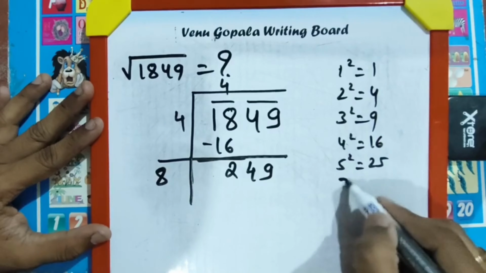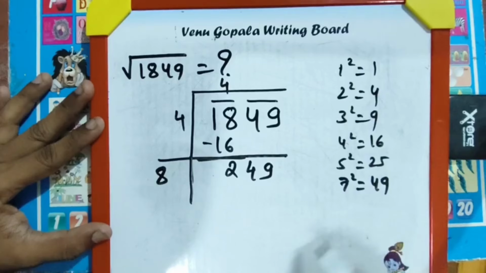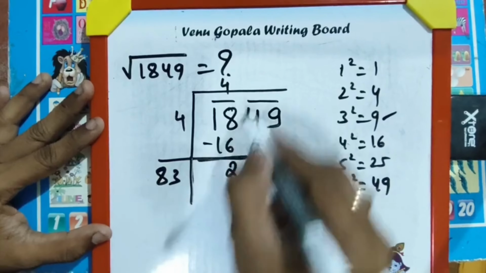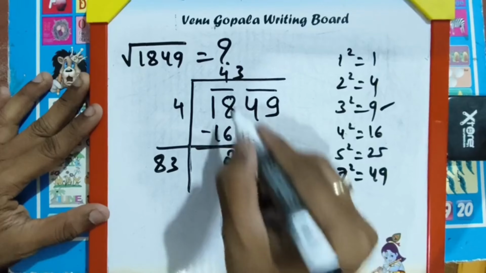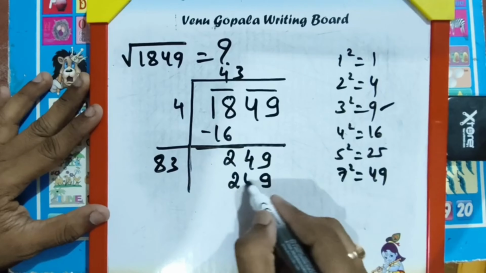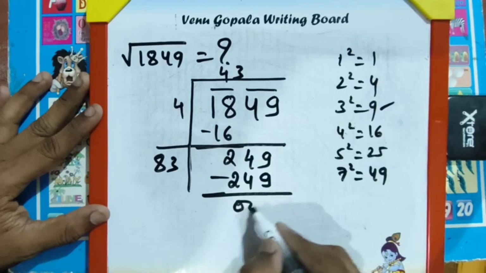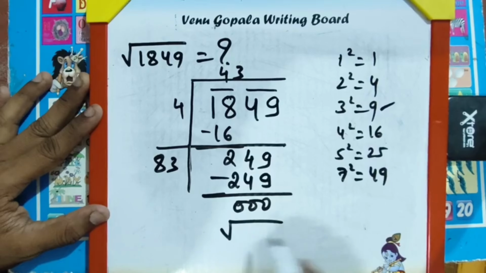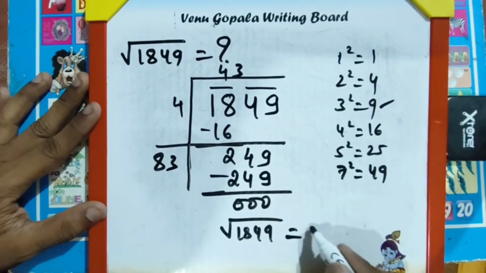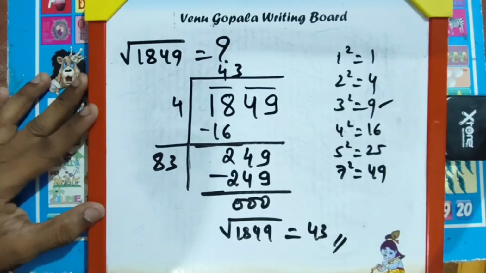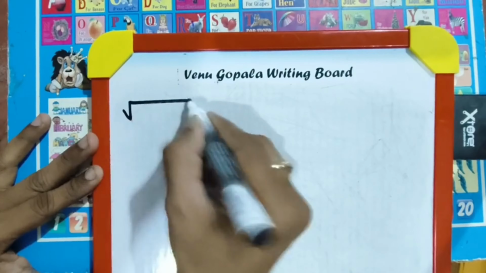And let us see the number whose unit digit is 9. 3 square is 9, 7 square is 49. Let us try. 3 3s are 9, 3 8s are 24. Yes, 3 is correct. 249 minus 249, that is 0. Remainder is 0. Therefore, the correct answer of square root of 1849 is equal to 43. 43 is the correct answer for this given question.